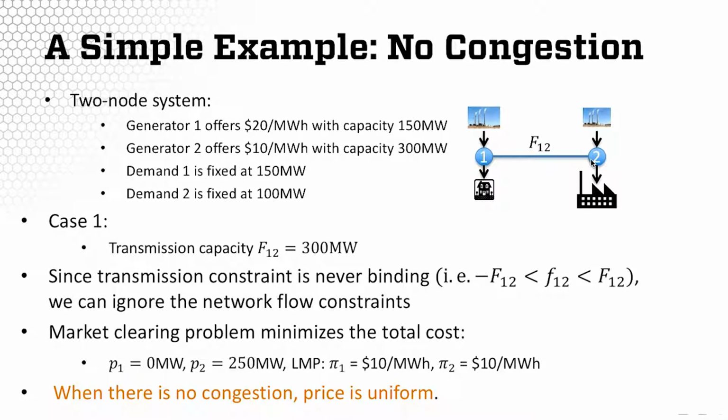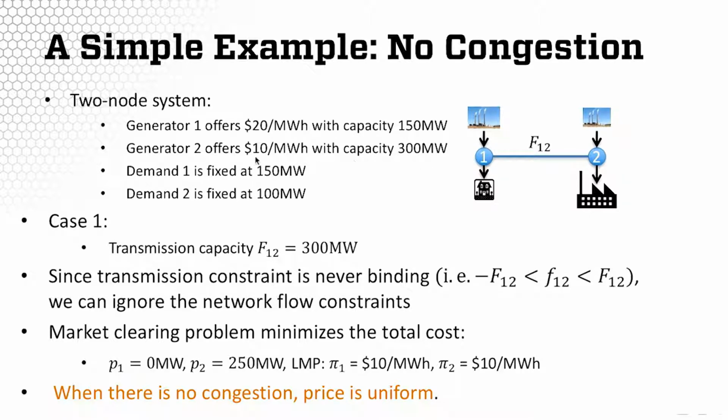So we can ignore the transmission flow constraint, and then the problem actually becomes very simple. We don't even need to use a solver. We want to minimize the total cost to satisfy demand, because demand is fixed in this case. So we look at it: we have 150 capacity at $20, and 300 at $10.